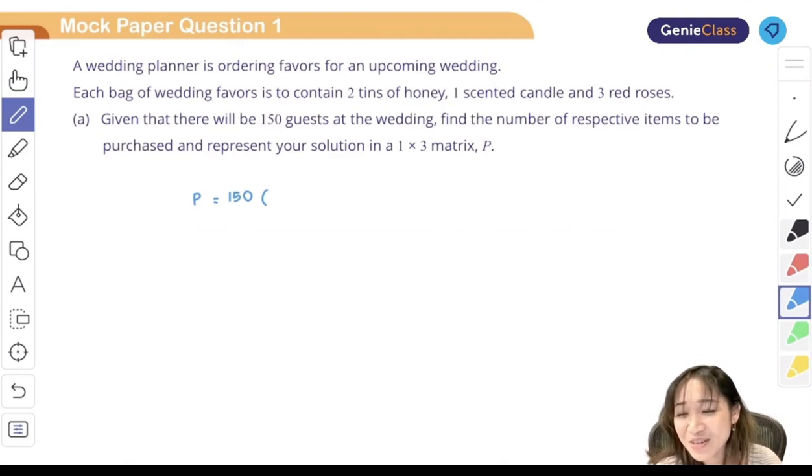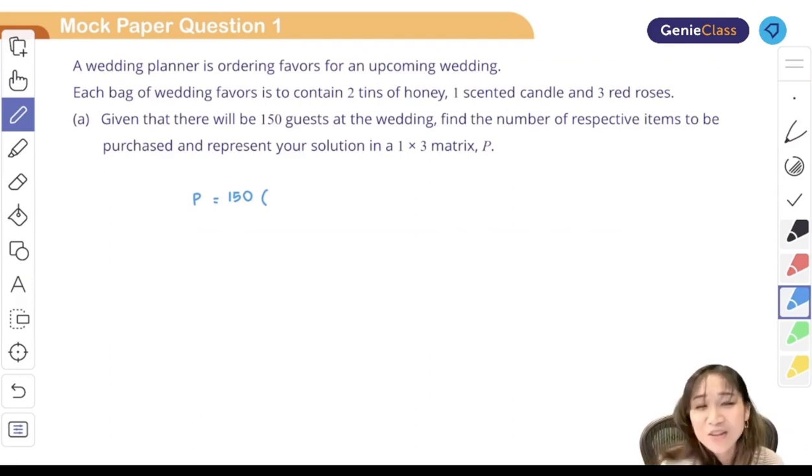Hi Kavya, why you never mention 1 guest 1 bag? Why if 1 guest take 2 bags? Okay, fine. Noted. For the future mock papers, I will specify.